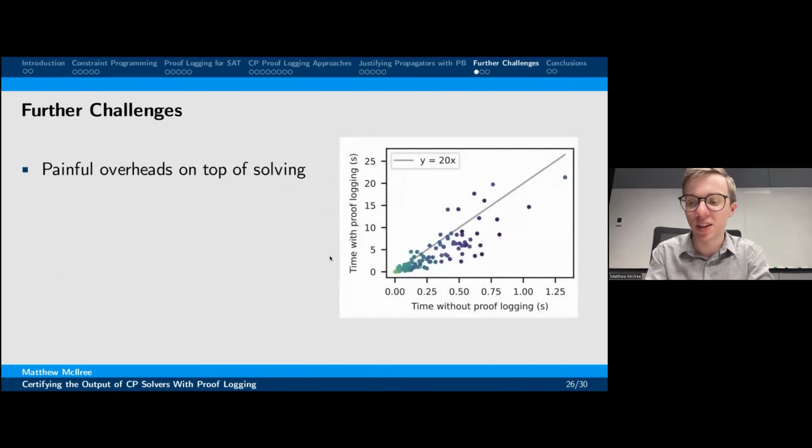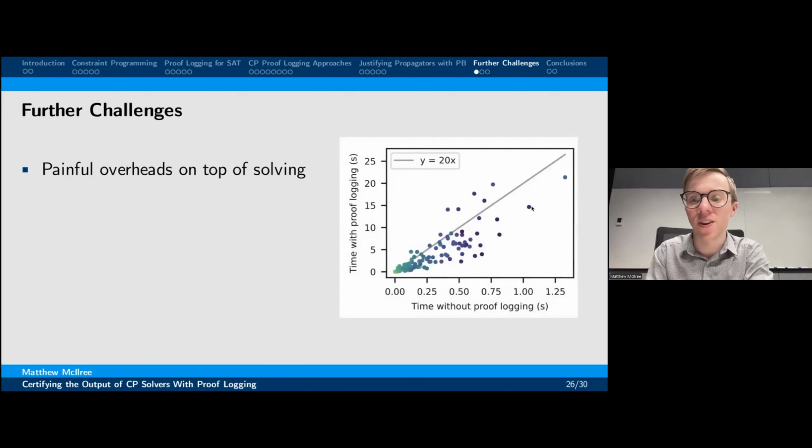The first one is, from what we've reported so far, there can be quite painful overheads on top of solving. Part of this is to do with just writing to disk. Part of this is to do with adding non-trivial computation to the propagation algorithm of our CP solver, which is, of course, the most sensitive area to add any kind of overhead to.